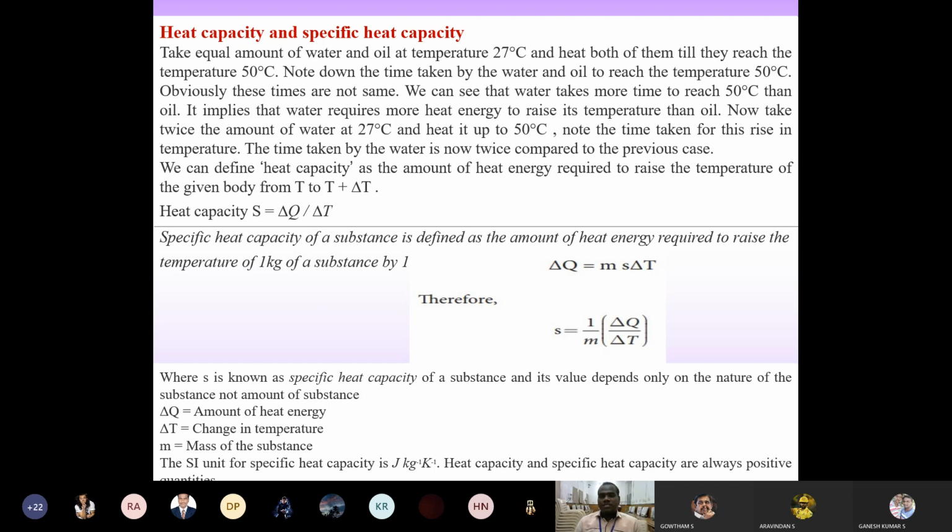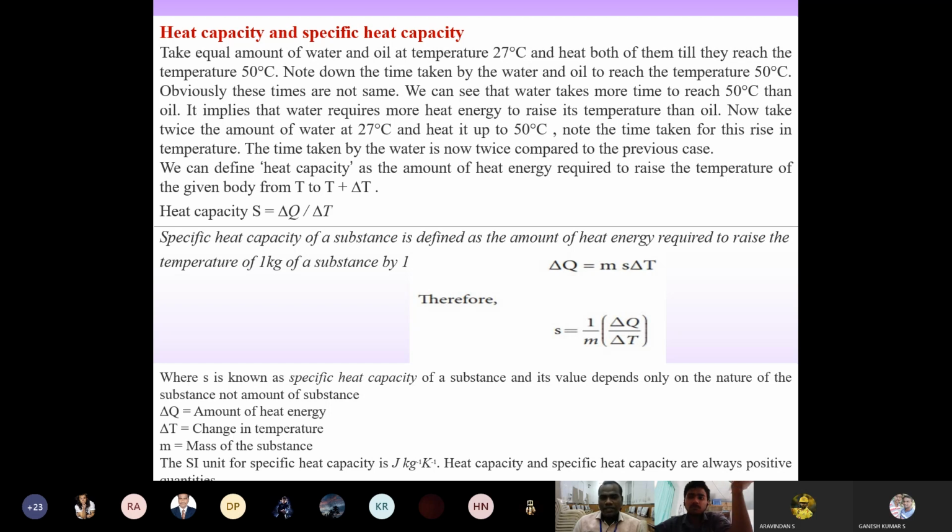The specific heat capacity of a substance is defined as the amount of heat energy required to raise the temperature of 1 kg of a substance by 1 Kelvin, right? So if the term specific is used, we have to take the measured quantities. So here the substance will be 1 kg and we are increasing the temperature by 1 Kelvin. So we can have this specific heat capacity. So these are the definitions.